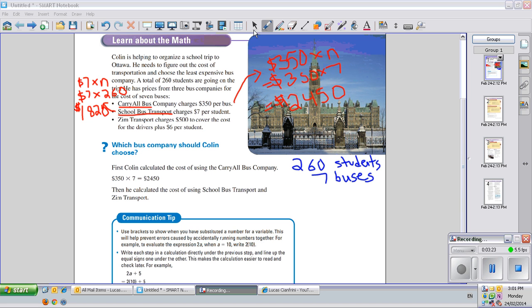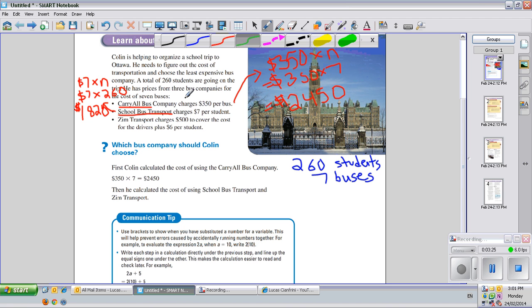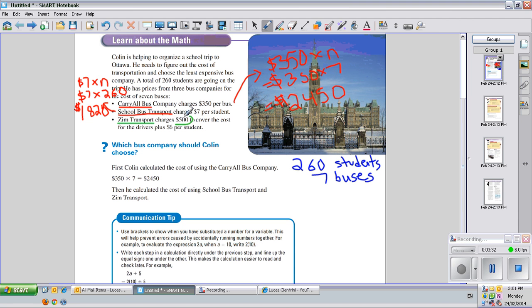The last company would be Sim Transport. So Sim Transport charges $500 for the bus drivers, plus $6 per student. So if we do our $6 per student first, we know it's $6 multiplied by the amount of students, which would be our variable, plus the $500 for the drivers.